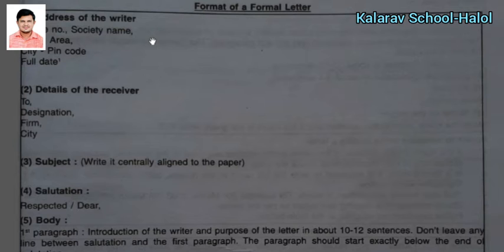After that, leave that line, and in the next line write the road on which your society is located, and the area. After road and area, put a comma again. After that, on the next line, the city name. After that, put a dash, then the pin code of your particular city. Then after that, the full date. This is number one in the format of the formal letter.